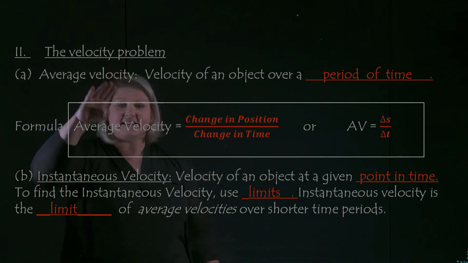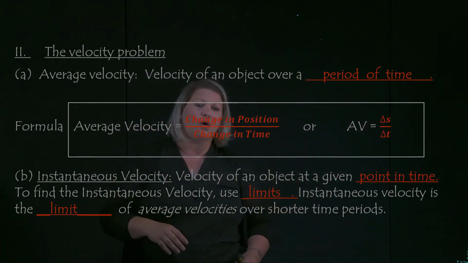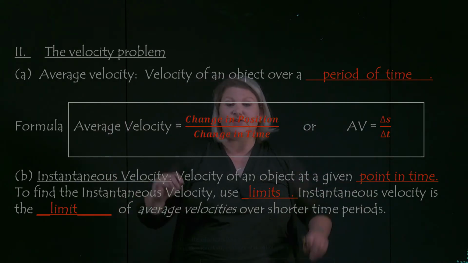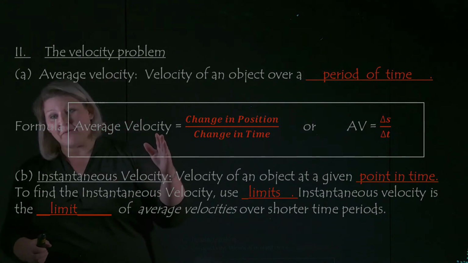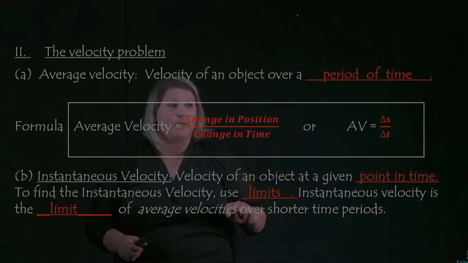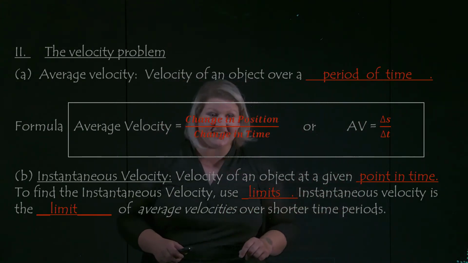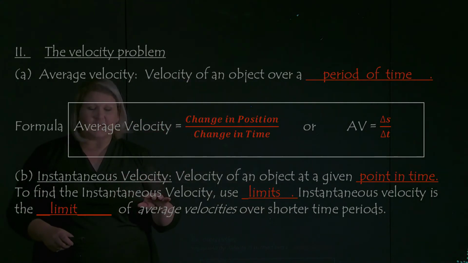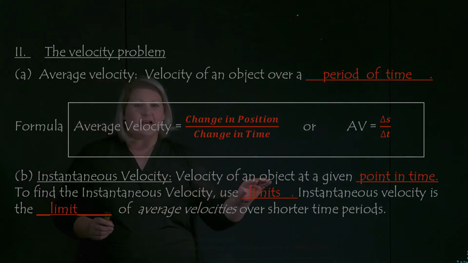Okay, the average velocity is the velocity of an object over a period of time. So over 2 seconds, over half a second, over 15 seconds, over 2 hours. The formula for average velocity is always going to be this. It's going to be the change in position over the change in time, or delta S over delta T. Delta stands for change.